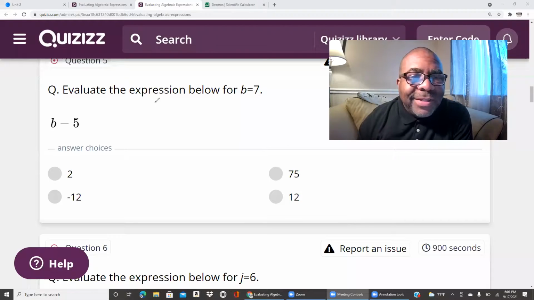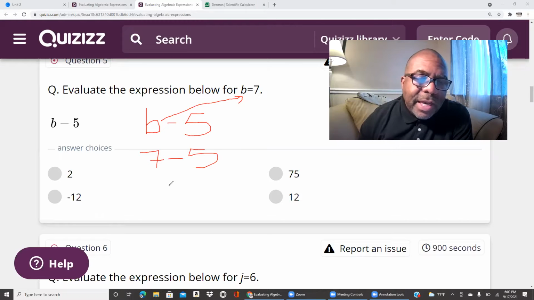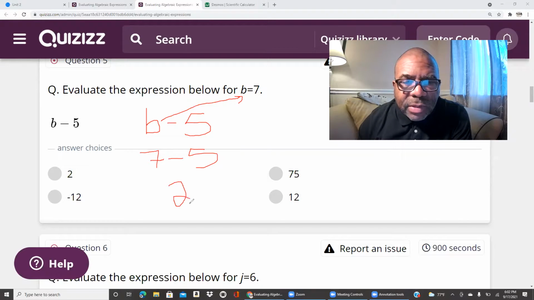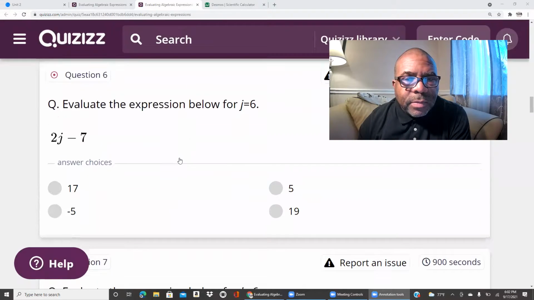All right, let's do this. B minus 5. But instead of B, we're going to put 7 minus 5 because B is 7, right? 7 minus 5. If you had $7 and you gave me 5, you're going to have 2 left. All right. So that was good. Let's go to the next one.